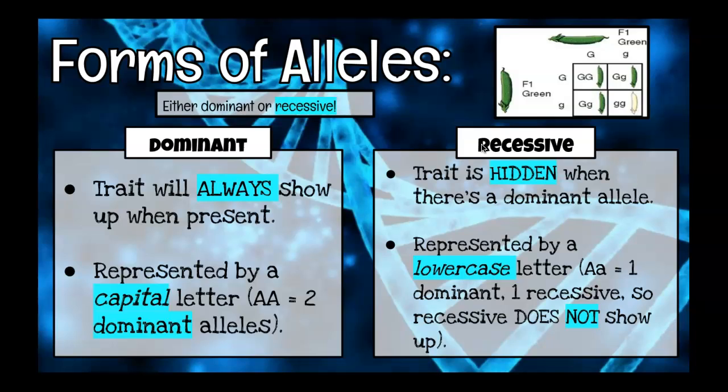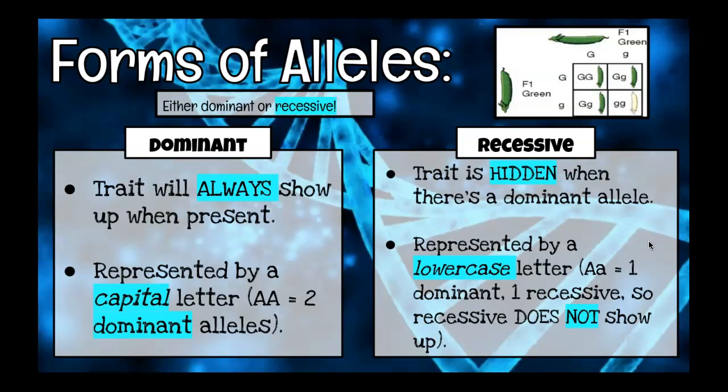When we write a recessive allele, it's going to be a lowercase letter. So, for example, if you have big A, little a, that means one parent gave you a dominant version of the trait and one parent gave you a recessive version of the trait. Okay? Even though we see that recessive letter right there, it's not going to show up. And that's because the dominant one will always mask it because it's more powerful.